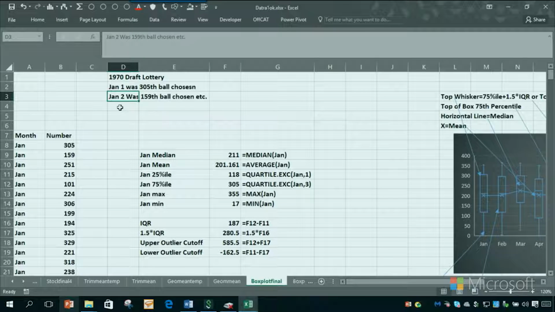So they put every birthday, January 1st through December 31st, including February 29th, in a capsule, put them in a big container, and mixed them up. They thought they mixed them up randomly. They put in December last, remember that, January 1st, then February dates, etc. Then they would pick the balls out, and basically January 1st was the 305th capsule picked out, January 2nd, the 159th.